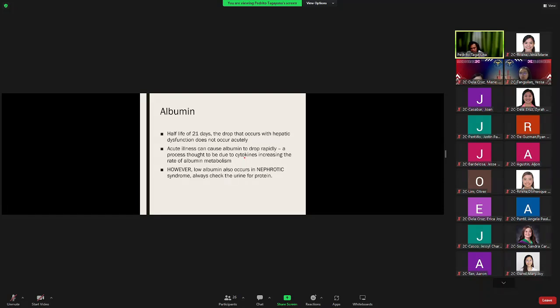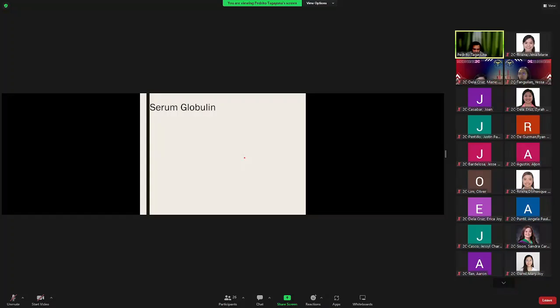In acute inflammation, there is the release of cytokines. You learn this in your pathology, in inflammation. These cytokines will increase the catabolism, or the metabolism, of albumin. Hence, it is decreased. So in inflammation, in acute illness, there can be a decrease in albumin. But albumin can also be decreased in nephrotic syndrome, where you lose protein in the urine.